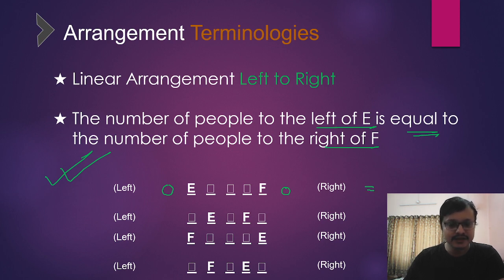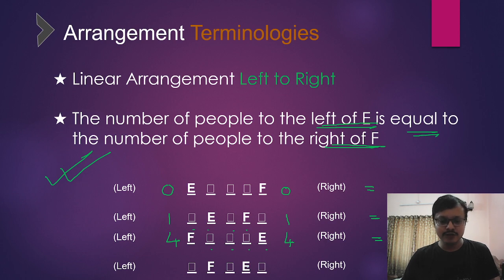Second case. Here, E has 1 person to the left, F has 1 person to the right. Again, equal. Third case, it might seem a little odd that E is to the extreme right given that the question is saying left of E and right of F. But if you do a count, you'll find that there are 4 people to the left of E. Similarly, there are 4 people to the right of E, which means the counts are again equal.